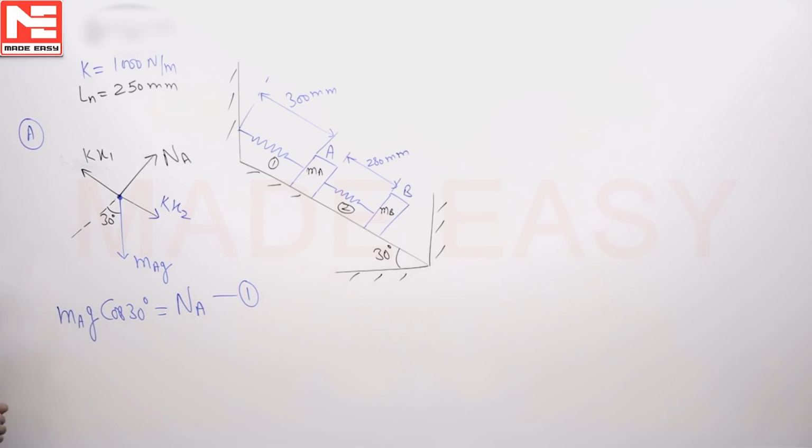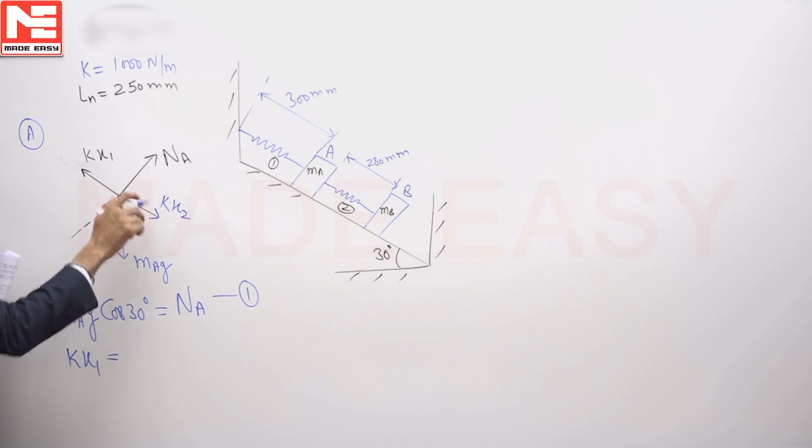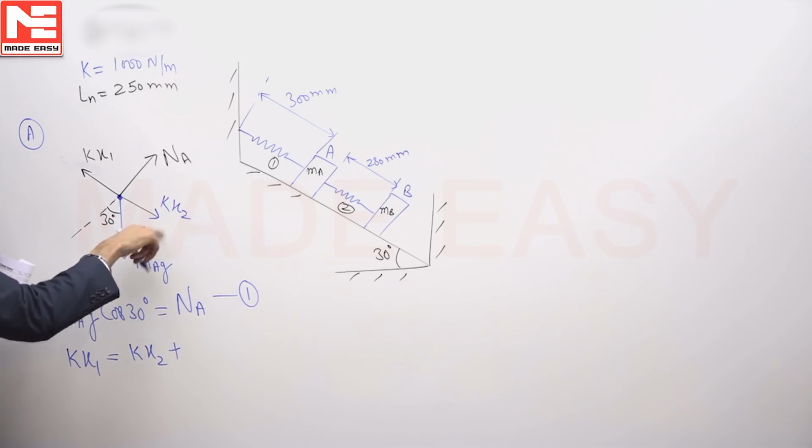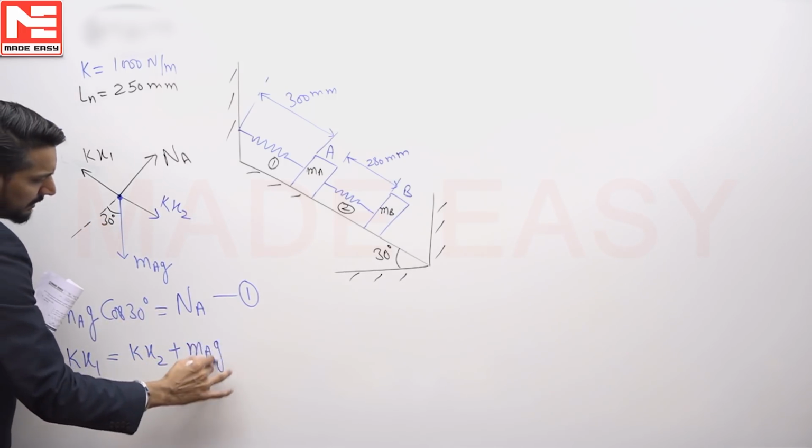Now from this, here there are going to be forces. See, this Kx1 is up the incline. This has to be equal to Kx2 plus what? Plus MAg sin 30.